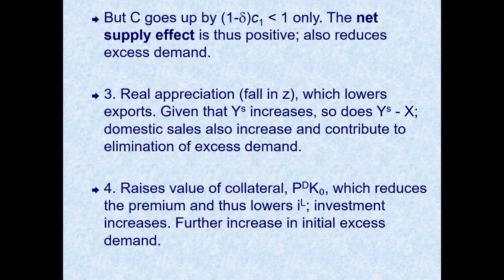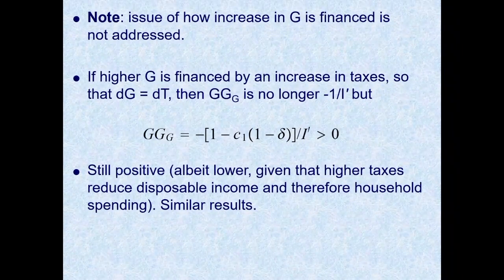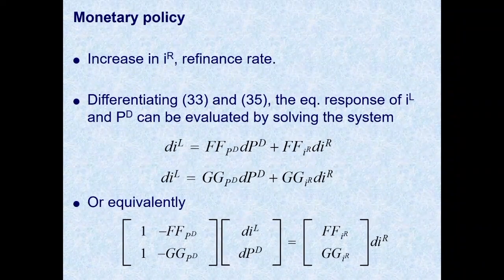And there's also another effect. As PD goes up, the premium falls, and you're going to have an increase in aggregate demand. During the transition, there is an increase in prices again, and that increase in prices translates into a lower premium and therefore an increase in investment. And we can see that because income increases, consumption increases, there's no crowding out. I'm going to skip the change in T and just finish with monetary policy.